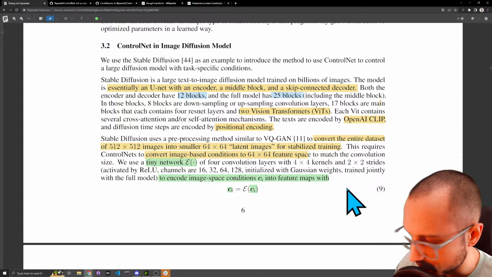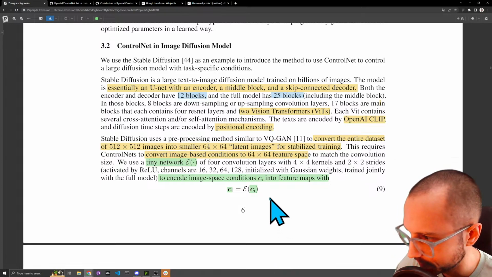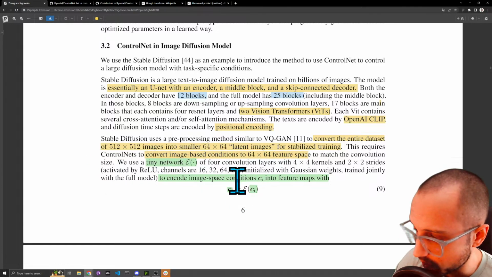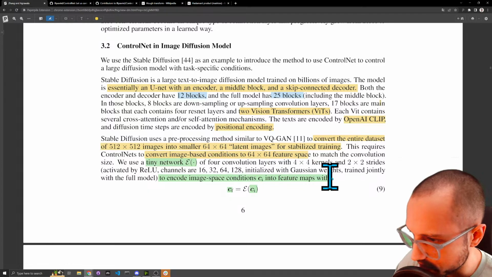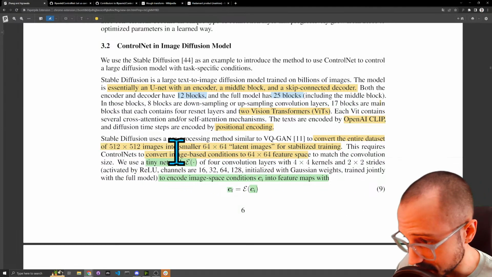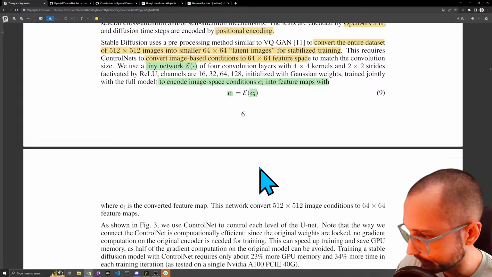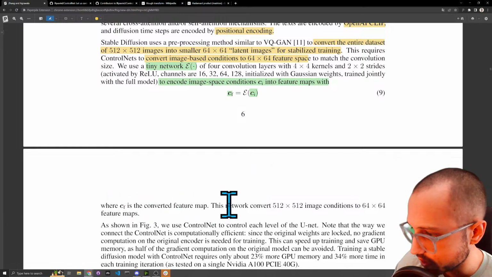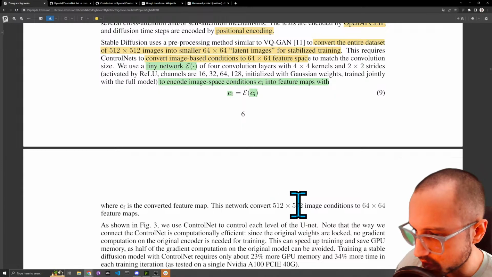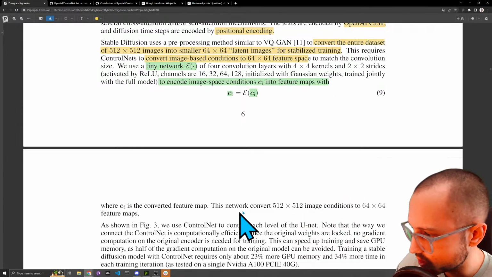There's a lot of stuff here, right? You have your CLIP network, you have your diffusion model, you have your tiny network, you have your ControlNet. So there's a lot of different pieces to this. And actually, the way I'm thinking about this, they should have totally used a vision transformer for this. They just used a little tiny convnet, but I wonder if they would have used a vision transformer, whether you would get better results. So for you guys listening to this, you should totally see what happens if you put a transformer there. This network converts 512 by 512 image conditions into 64 by 64 feature maps.